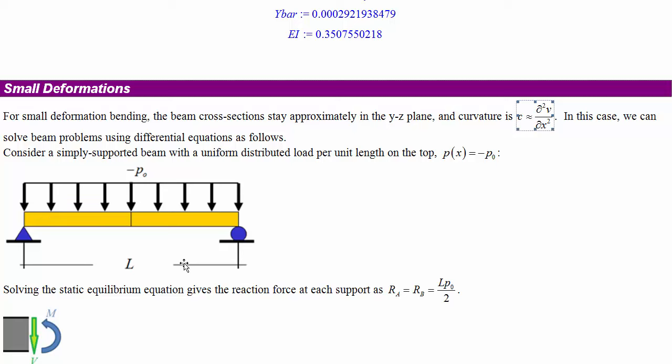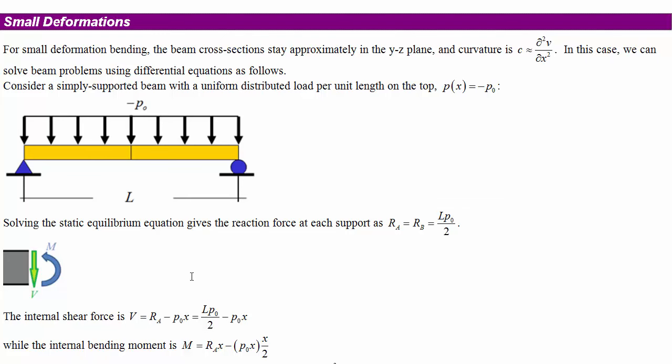So as the beam starts bending, is this distributed load still in the down direction, or are we applying it in the perpendicular direction to the beam, so it becomes non-transverse if the beam bends a lot? For now, we're going to ignore all of that and just say, well, if the deformation is small, then the cross-sections stay in the xy plane, and we can say that the curvature is given by the second derivative of the vertical displacement with respect to the horizontal distance.